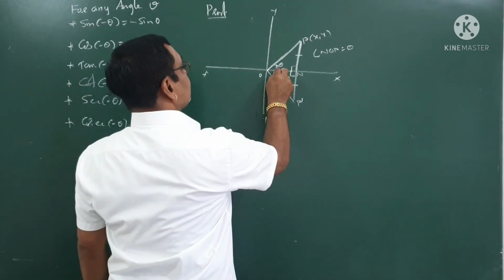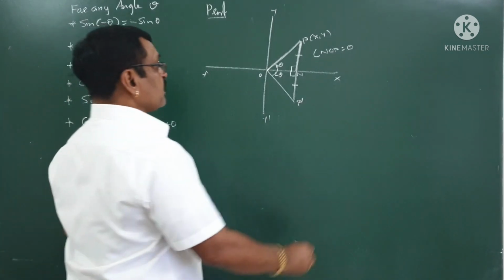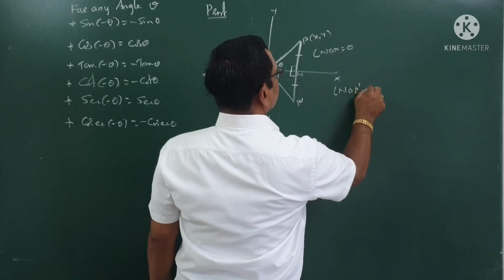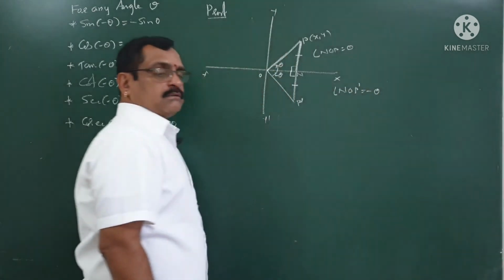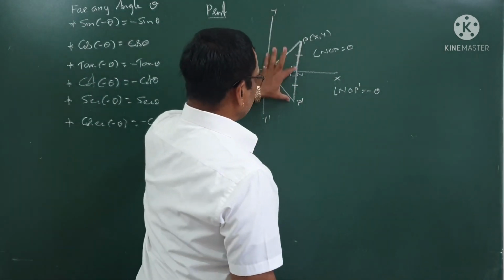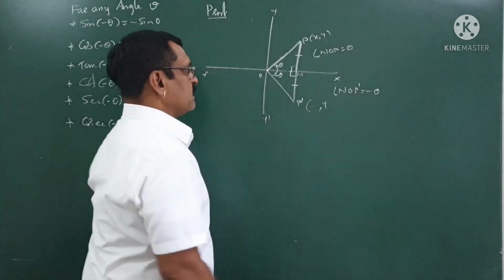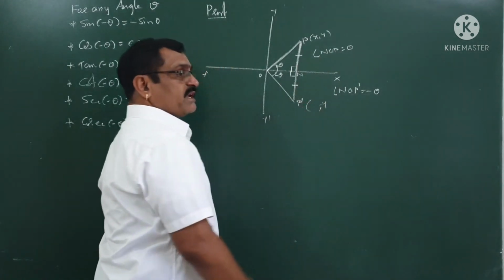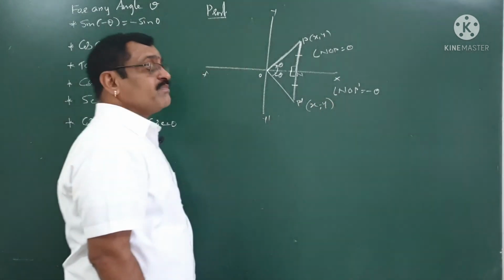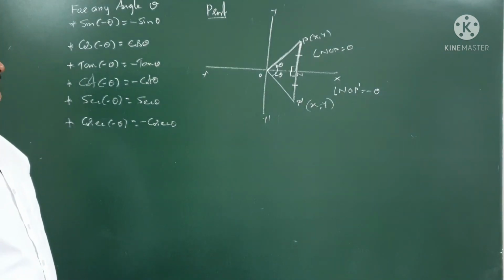Now I am taking this as a clockwise direction. Therefore, here my angle NOP prime will be minus theta. Since this height is same, its y coordinate is minus y, because in opposite direction, and of course this x coordinate is same. So my P prime coordinates are x comma minus y.